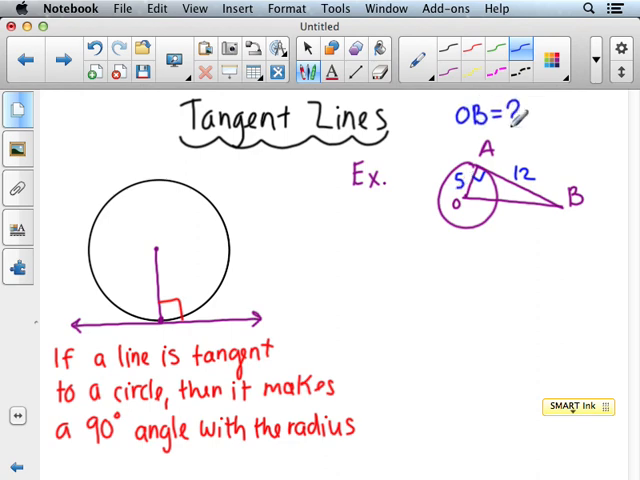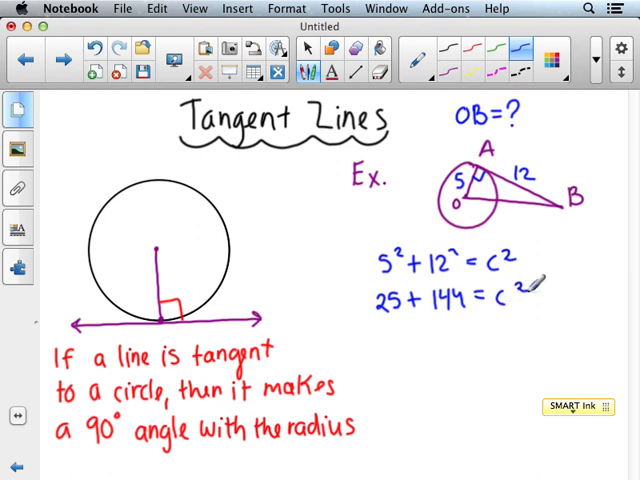you should know exactly what to do because you know you have a right triangle here. We've been doing right triangle stuff for a long time. So how do you solve for OB? Well, the Pythagorean theorem. 5 squared plus 12 squared equals c squared. So 25 plus 144 equals c squared.